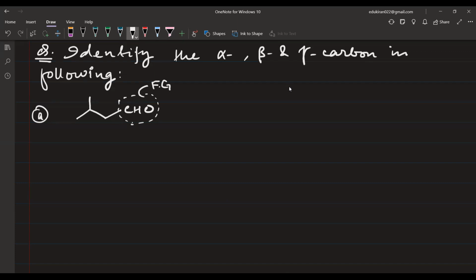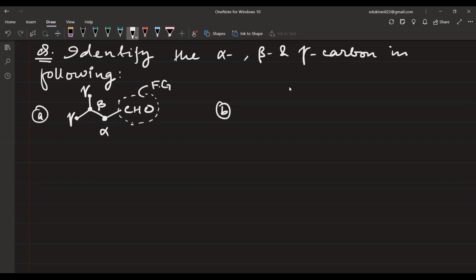Because if you want to identify alpha, we need to identify the functional group. Now this carbon is the functional group, and this carbon atom is attached directly to the functional group. So this is my alpha. Now this is connected to this one directly. This is my beta. And now I have two gamma carbons. Both of these carbons are gamma carbons.